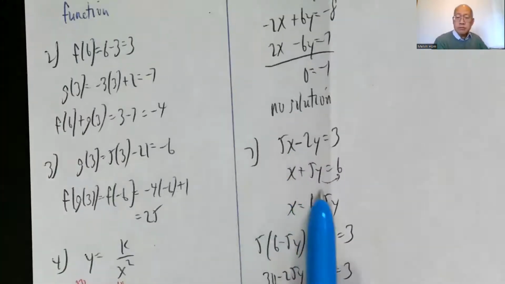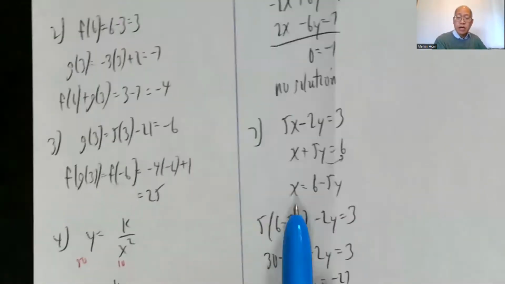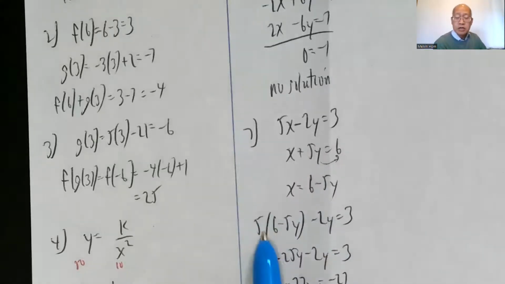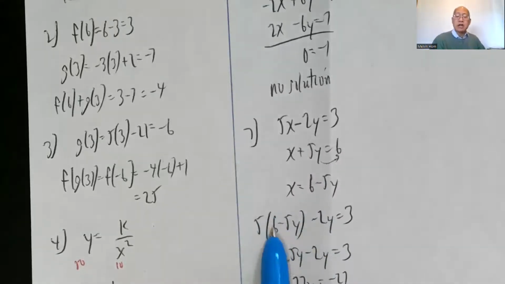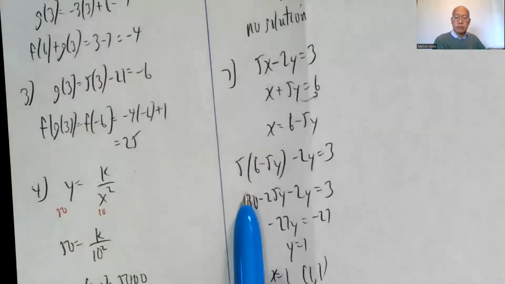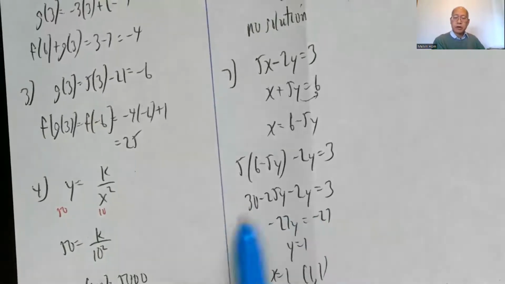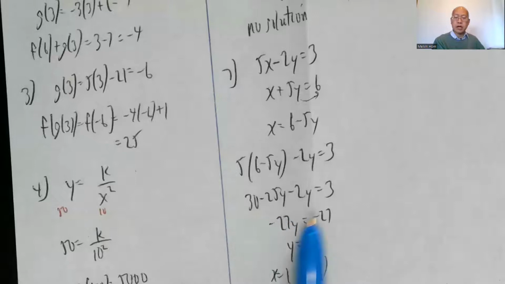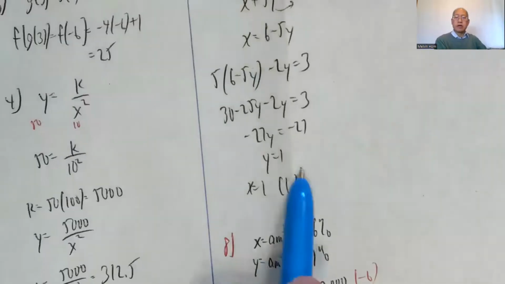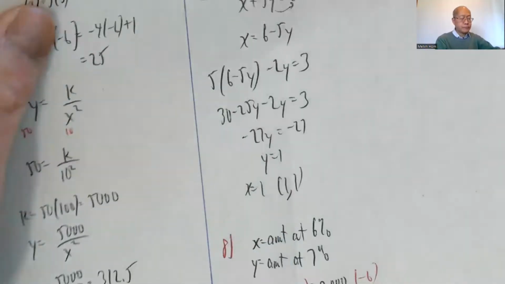Okay, number 7, substitution. Subtract 5y on both sides of the second equation. x equals 6 minus 5y, and then you pick that up and plug it right in there. So 5 times x, here's x, 5 times 6 minus 5y, minus 2y equals 3. Distribute: 30 minus 25y minus 2y equals 3. Subtract 30 on both sides. -27y equals -27. That means y equals 1. Plug back in here, that means x is 1. So the point is 1, 1.